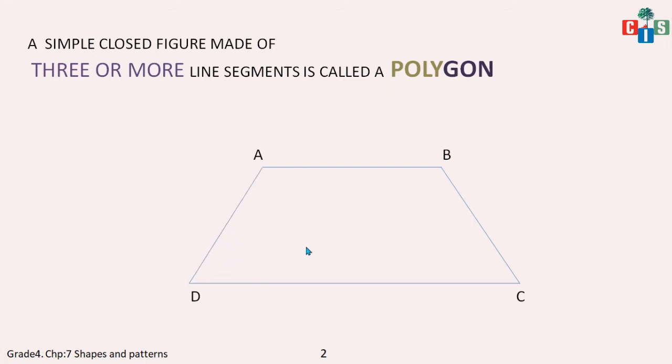So let's close it and here we go. We have a polygon that is known as a trapezium. Okay, that you don't have to study in detail. Okay, this is a polygon because it is a simple closed figure and it is having 3 or more line segments. More means it can be 4, 5, or 6 line segments. Okay, so this is a polygon and we will name it, this is known as ABCD polygon.